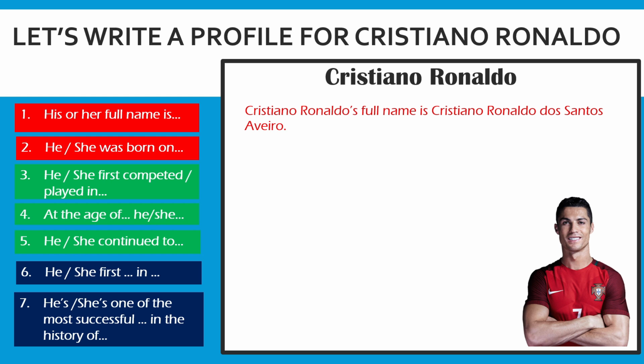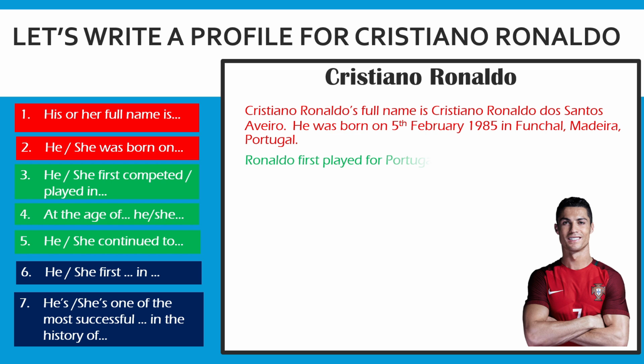Now first, Cristiano Ronaldo's full name is Cristiano Ronaldo dos Santos Aveiro, so I'm using key phrase number 1. He was born on 5th of February 1985 in Funchal, Madeira, Portugal. This one I'm using key phrase number 2. Moving on to the second paragraph, Ronaldo first played for Portugal in 2001 in under 15 category. Now as you can see here, I'm using the third key phrase.